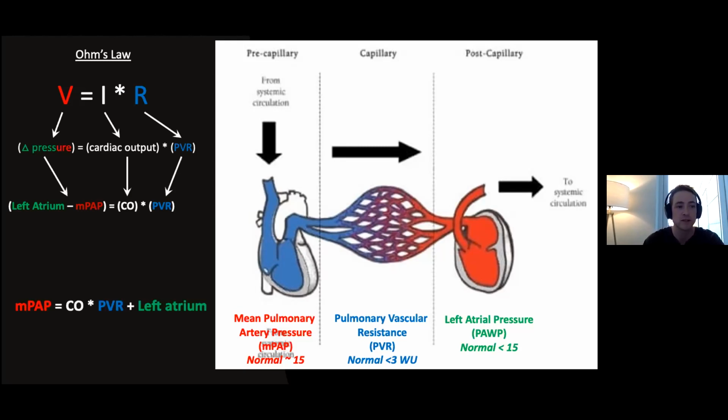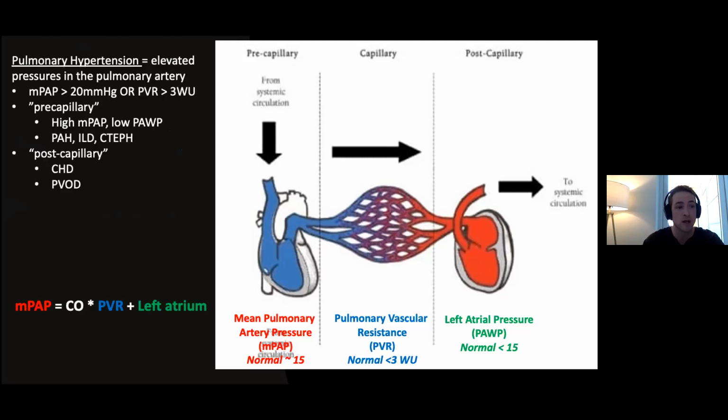I can rearrange this equation to show that the average pressure in our pulmonary artery is dependent on only a few things, really. The first one being our cardiac output. The second, how hard it is for blood to travel across the pulmonary vasculature. And third, the pressure in the left atrium. So when we define pulmonary hypertension as an average pulmonary artery pressure of more than 20 millimeters of mercury at rest, or a pulmonary vascular resistance of more than 3 Woods units, we already know what the potential causes could be just from this diagram.